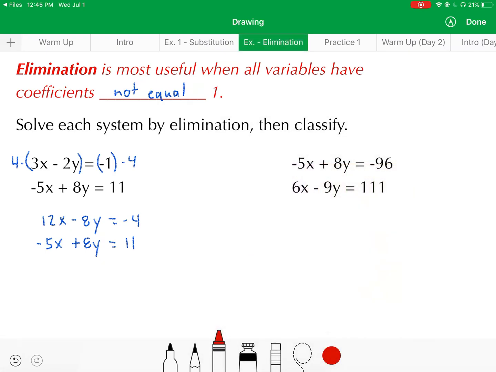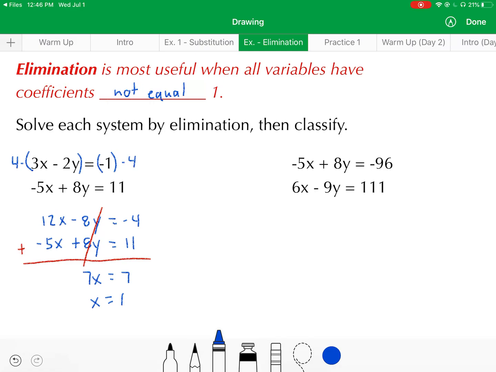What I can do now is add the two equations together with each other. And that's going to get the y variables to eliminate or cancel. And it will leave me with 7x equals 7. So I can now solve for x. X equals 1. Once I get my first value for my solution, my first coordinate, I plug that value into either one of the two original equations in the system to get my other variable's value.